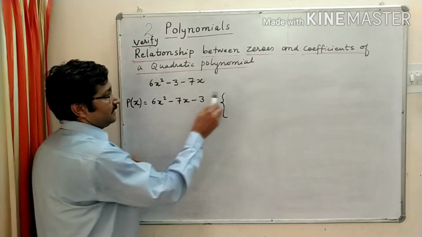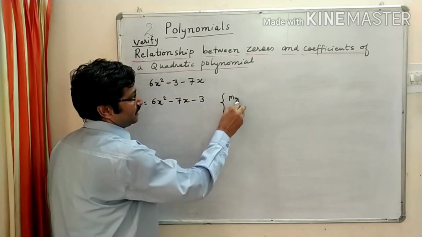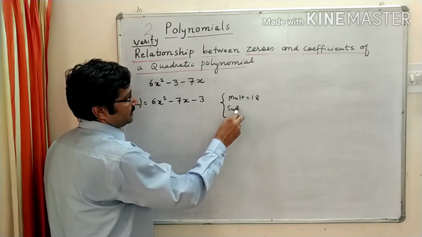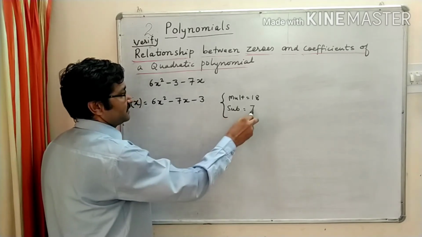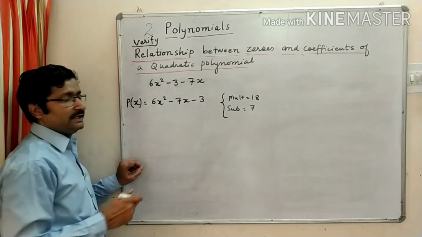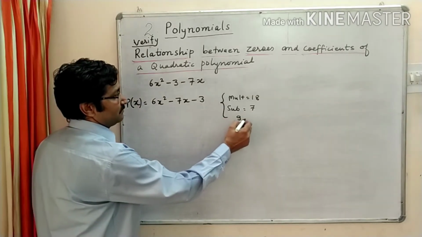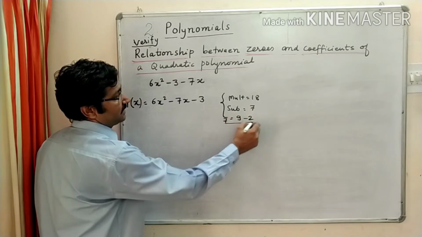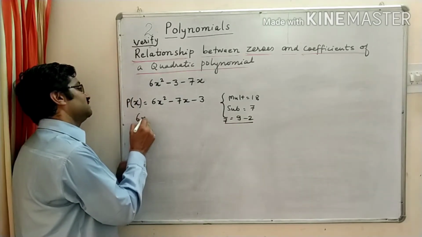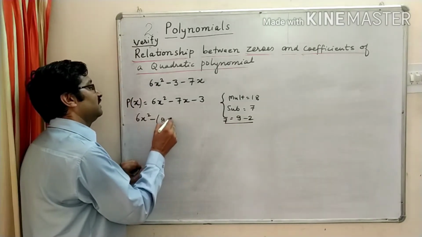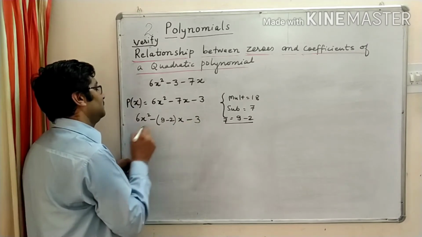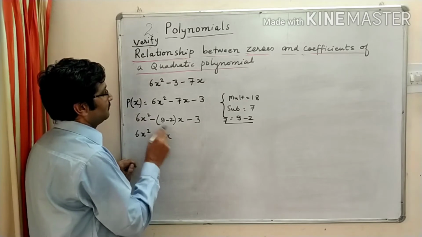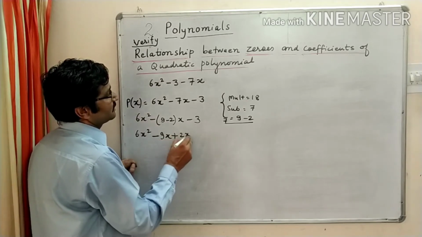6 times 3 is 18, so we want the product 18, and minus means subtract, so we want the difference 7. 9 times 2 is 18, so we have two numbers, 9 and 2, and 9 minus 2 is 7. So in place of 7, you can write 9 minus 2. Look here, 6x square, in place of 7 you write 9 minus 2, x minus 3. 6x square, you open this bracket, minus 9x, minus and minus will be plus 2x, and minus 3.